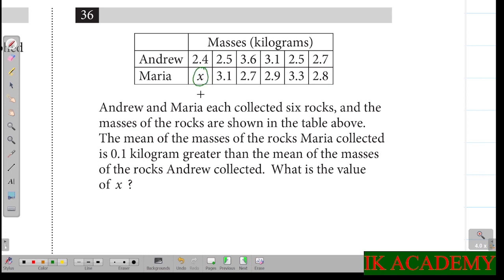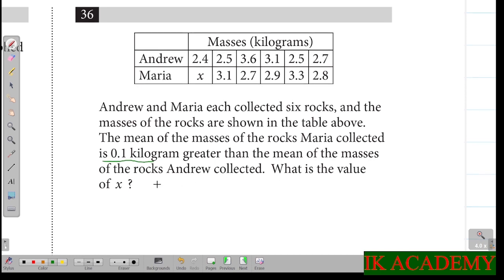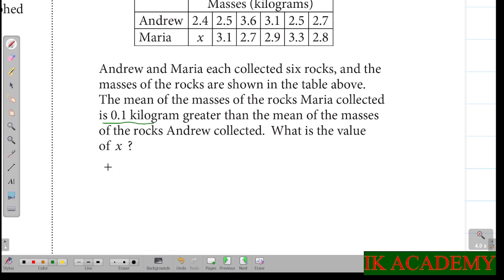So here one of the information is missing. It says that the mean of the masses of the rocks Maria collected is 0.1 kilogram greater than the mean of the masses of the rocks Andrew collected. First of all, let me write down the formula for the mean. So mean is equal to the total of the terms divided by the number of terms.